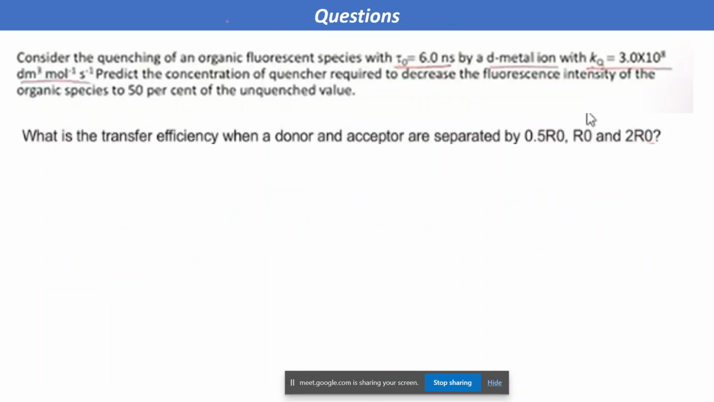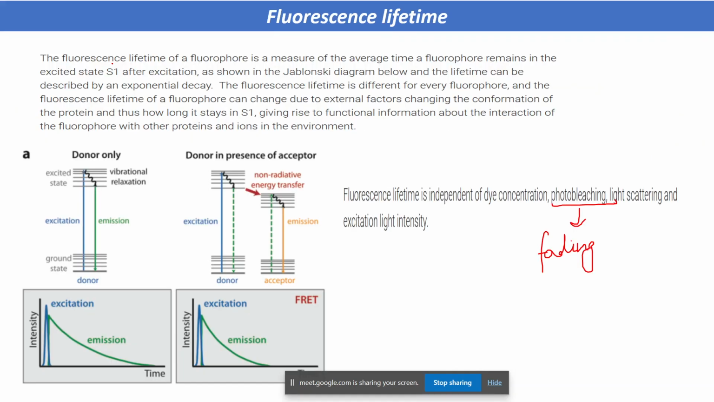Now let's solve some questions. Ma'am, can you repeat photobleaching once? Yes, photobleaching is also called fading. It is a photochemical alteration by which a molecule permanently can't fluoresce. So it can't show fluorescence due to some photochemical alteration.